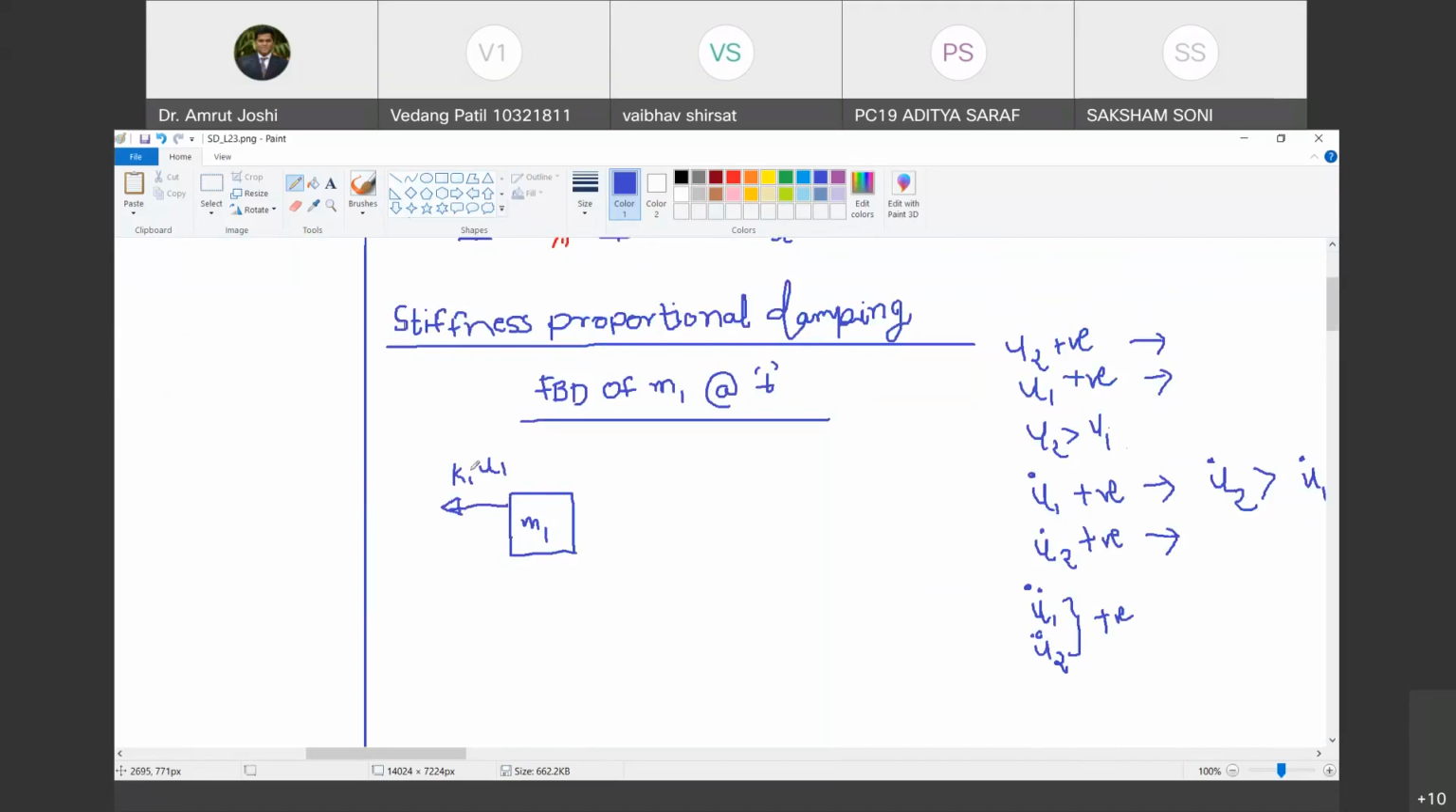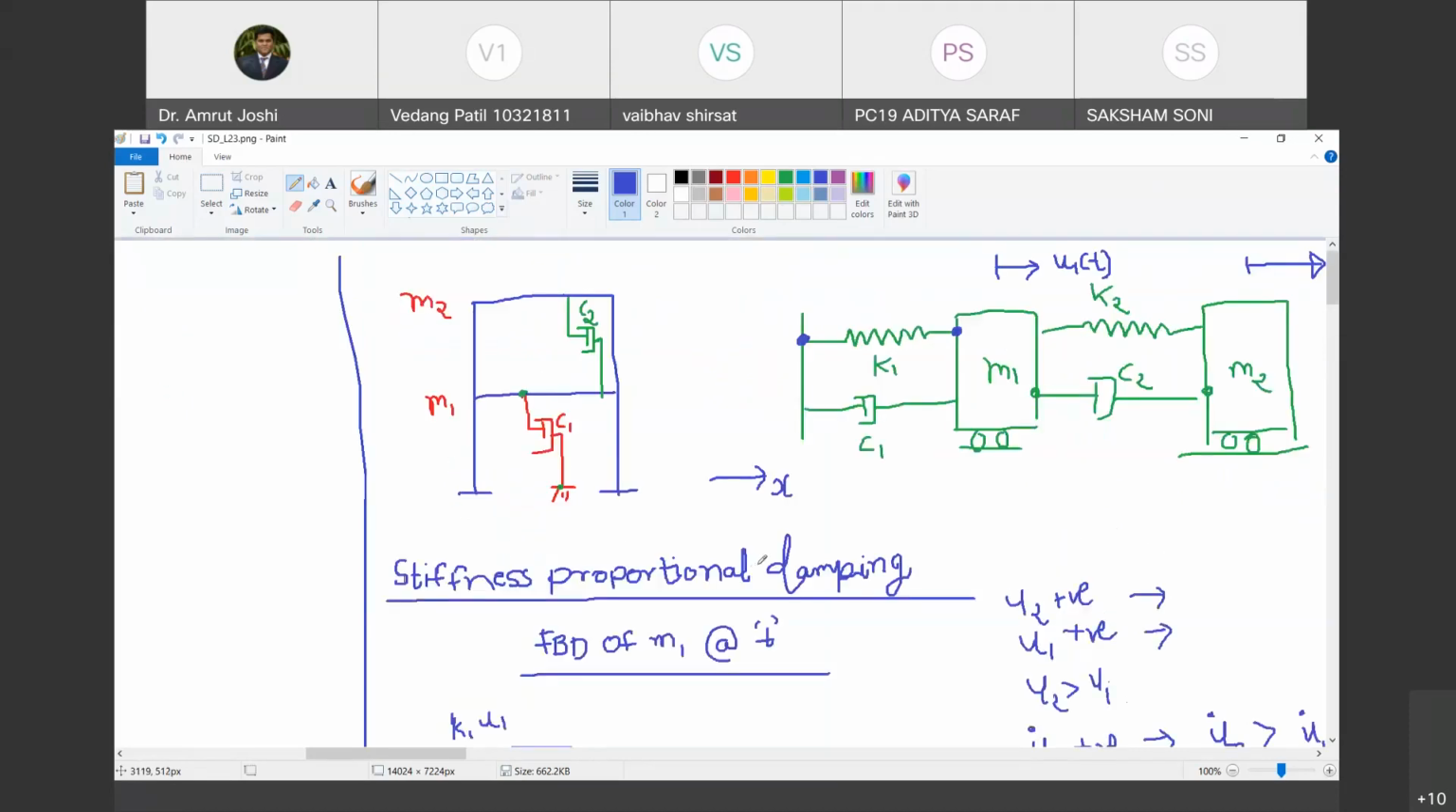I am not writing it as U1 of T intentionally, so that the equations look easier, not clumsy. You have to understand that U1 is a function of time.